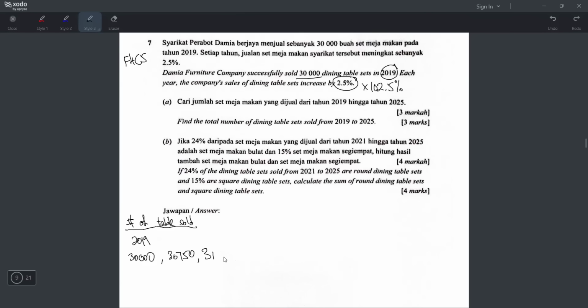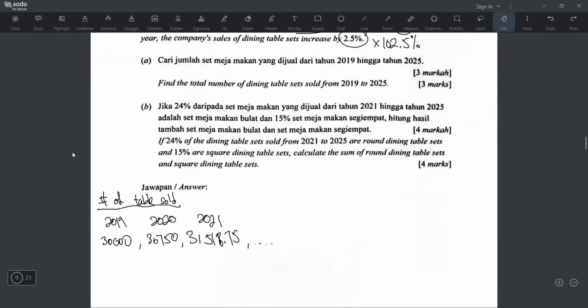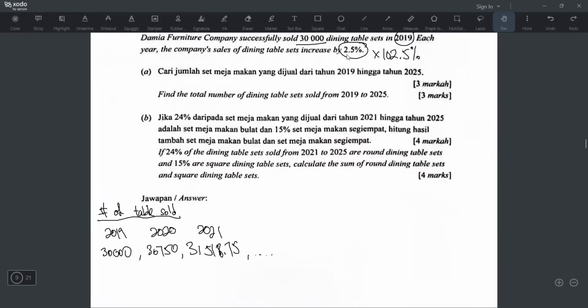Yeah, 31518.75. Okay, no need to write so many terms. The first 3 terms is enough. So this one is 2020 punya sales. This one is 2021 punya sales. Okay, so this is our progression. You can also do it another way, which is you darab 2.5%, and then after that, baru you plus with the original value. Can also you end up with the same thing.